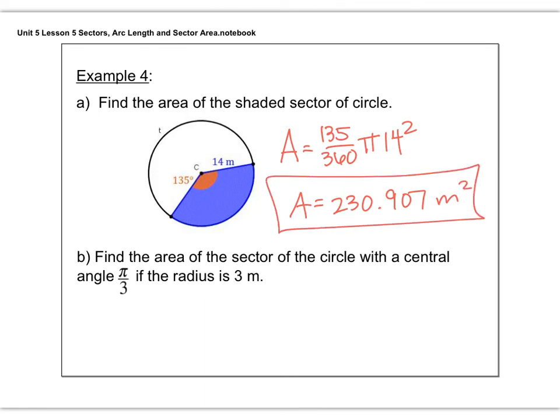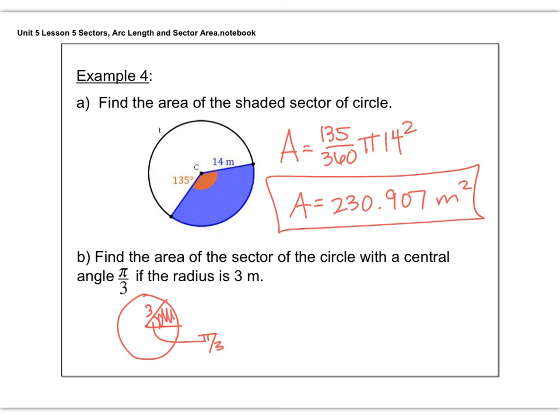Let's try part B. Find the area of the sector of a circle with a central angle of pi over 3. Pi over 3, I don't know if you remember this, it's 60 degrees. So it'd look about that big. So that is pi over 3. And the radius is 3. And we want to find the area inside of this piece of pie here, this sector.